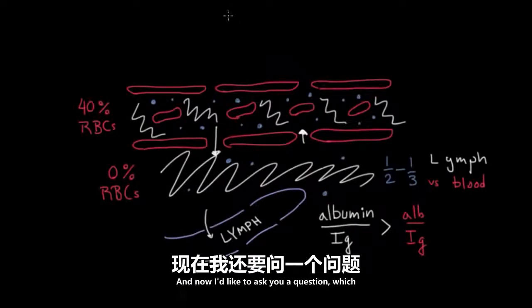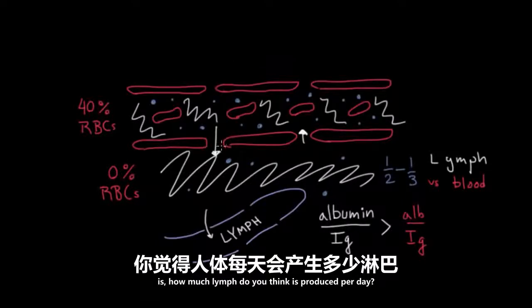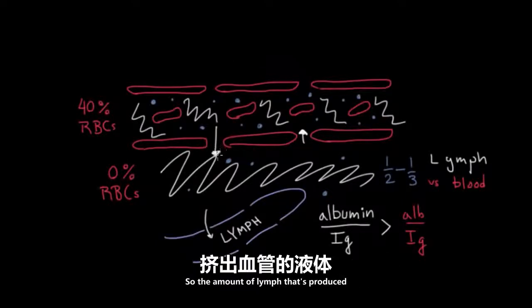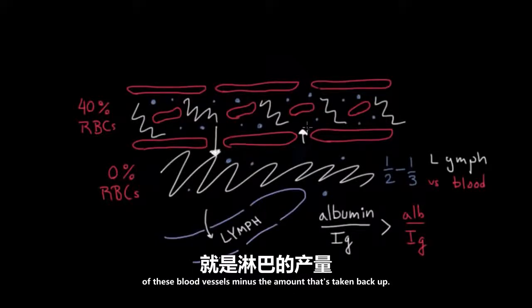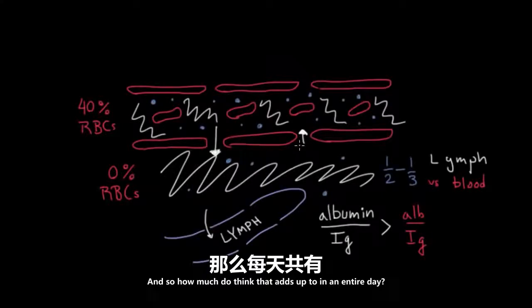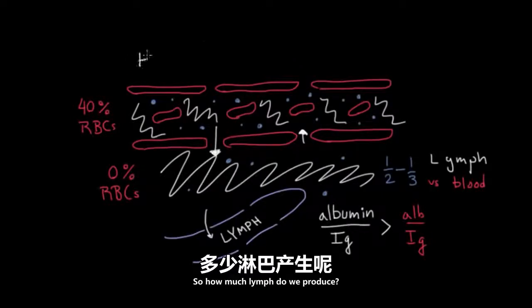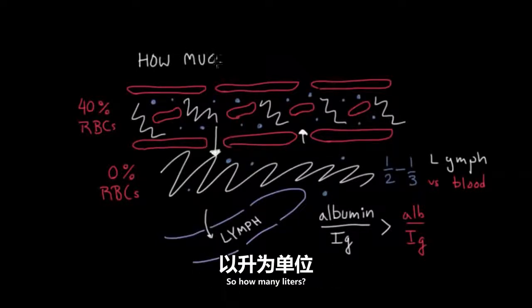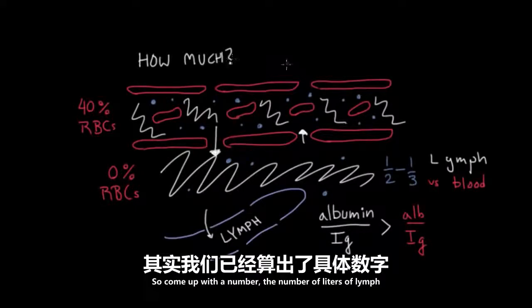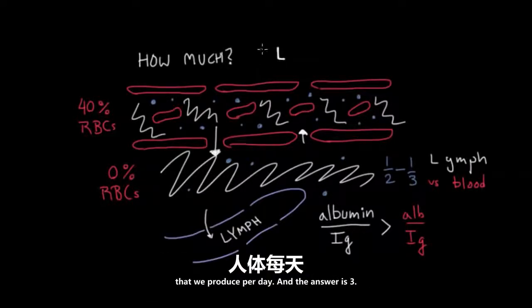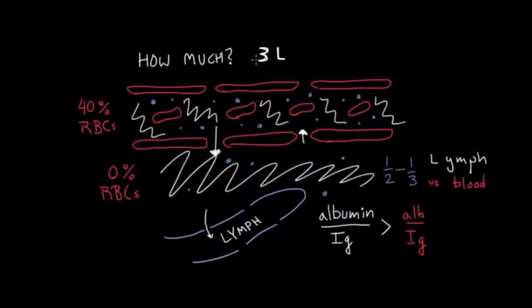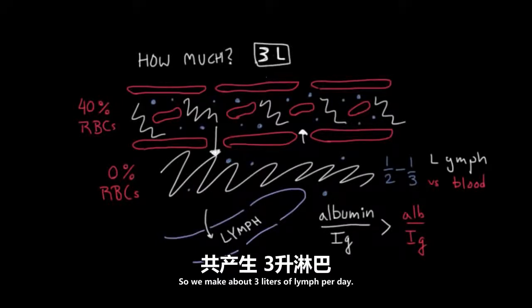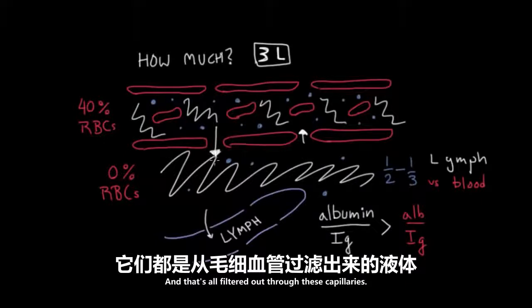And now I'd like to ask you a question: how much lymph do you think is produced per day? The amount of lymph that's produced is the amount that's squeezed out of these blood vessels minus the amount that's taken back up. So how much do you think that adds up to in an entire day? Let me give you a moment to guess. How many liters of lymph do we produce per day? The answer is 3. So we make about 3 liters of lymph per day, and that's all filtered out through these capillaries.